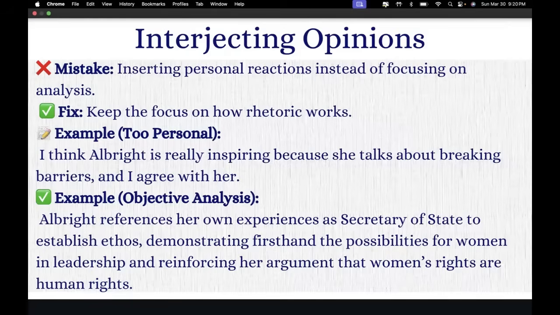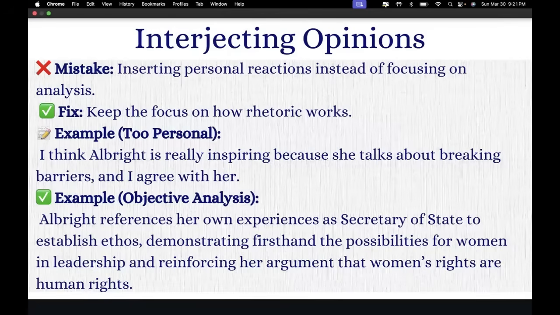So here's an example that's too personal. It says, I think Albright is really inspiring because she talks about breaking barriers, and I agree with her. Now, that might be true. You might agree with her message, but take the first person opinion language out of it. So we want to get rid of the I think and the I agree with her. Because remember, our job is not to praise her writing or to criticize it.